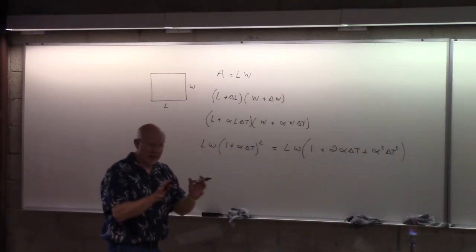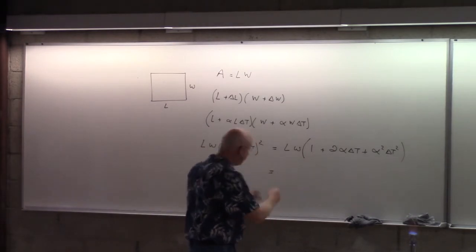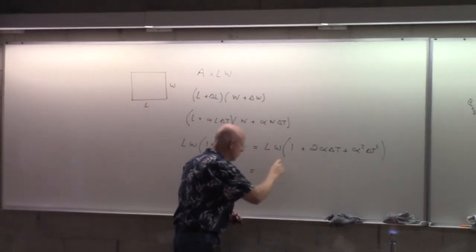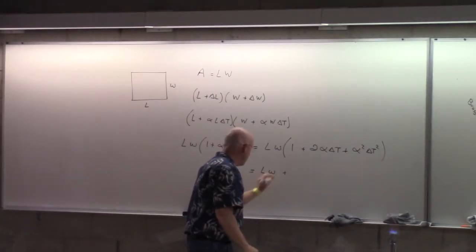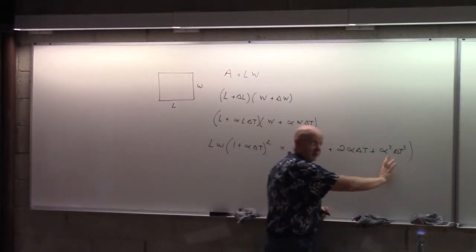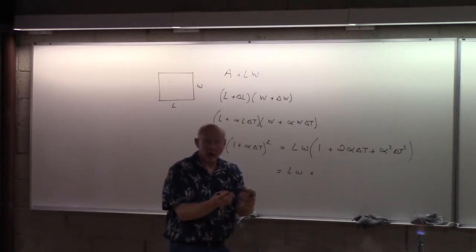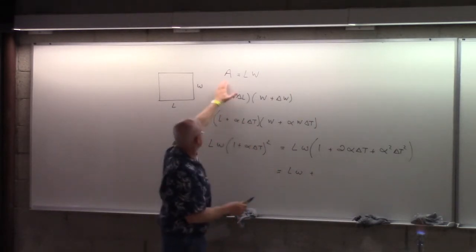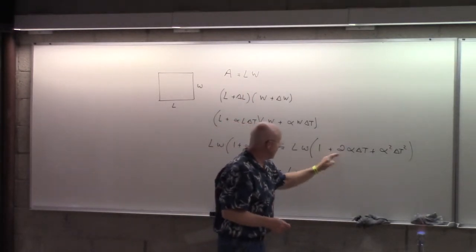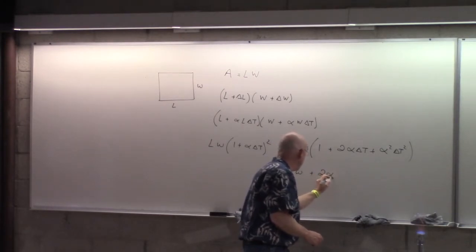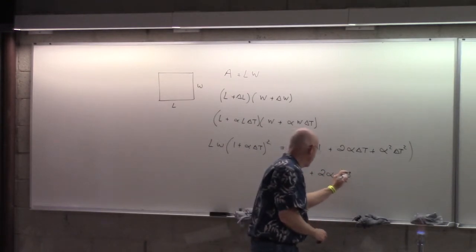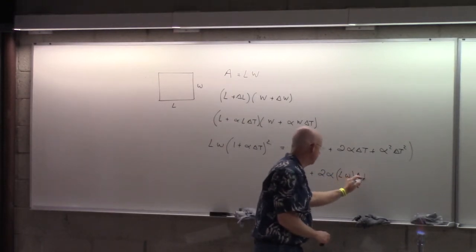And let's look at this term by term. The first term, L times width times 1, I would call this first one the original area. So these other terms must be how much did the area grow? See, because this is the original area, length times width. If you look at the second term, it will be 2 alpha times length and width times delta T.